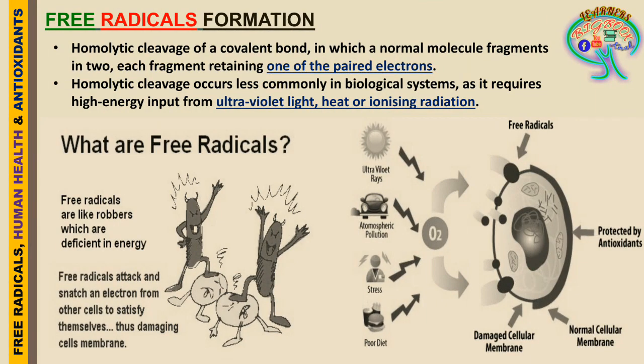Now coming to the next slide, free radical formation. Here homolytic cleavage of covalent bond, in which a normal molecule fragments in two, each fragment retaining one of the paired electrons. Now when you consider homolytic cleavage, when there is the formation of the molecular structure, there will be the sharing of electrons between the two different atoms or molecules within the particular compound.